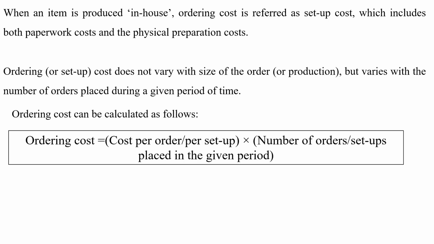Next, we have to see how to calculate this ordering cost. Ordering cost does not vary with the size of the order, but varies with the number of orders placed during the given period of time. So this ordering cost does not depend upon the order size, but upon the number of orders. Ordering cost can be calculated as ordering cost equals cost per order, or cost per setup, times the number of orders or setups placed in the given period.